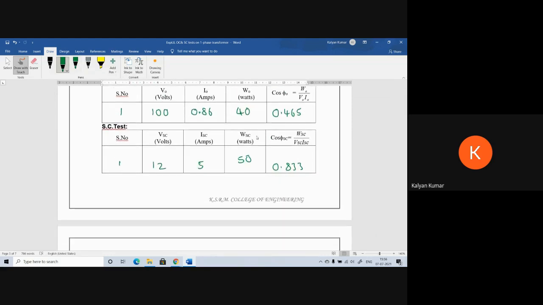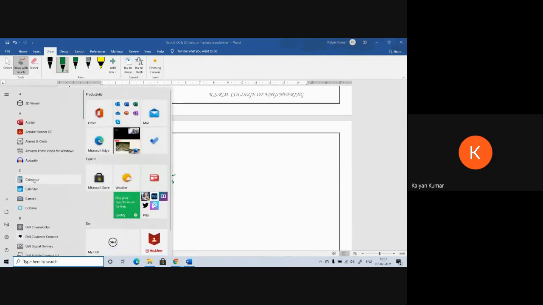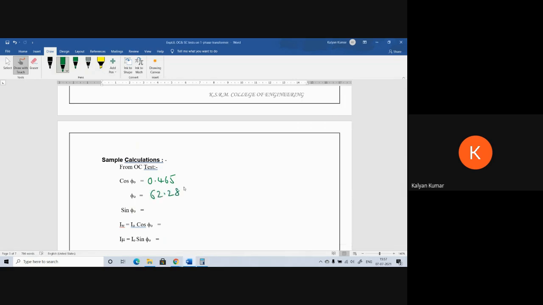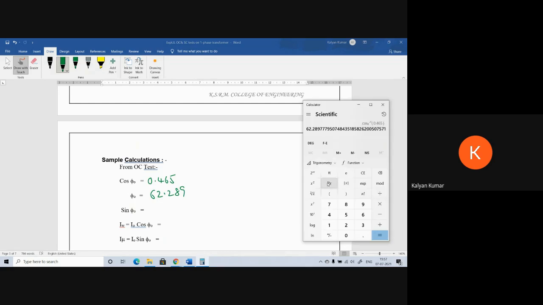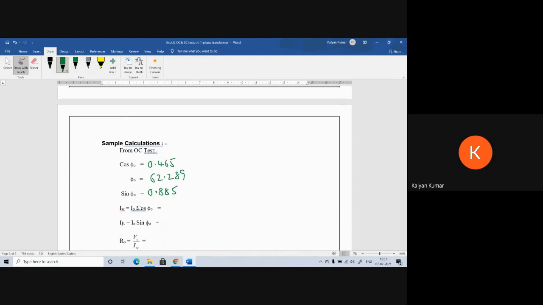So, cos phi naught we got as 0.465. Therefore, phi naught will be equal to cos inverse of 0.465, which is 62.289 degrees. Now sine of that value, sine phi naught, is 0.885.